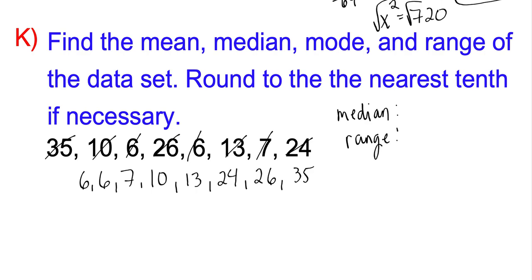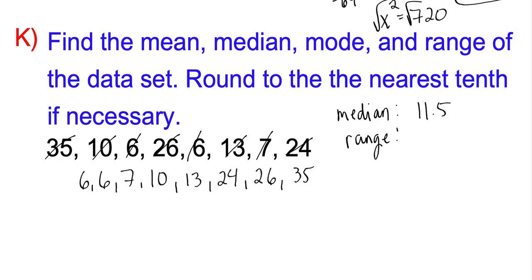So median, we look for the middle between these. You could cross off each one out here and then kind of work to the middle. And it looks like our median is going to end up somewhere in here. So we do 10 plus 13 divided by 2, you're going to get 11.5. Okay, so the median is 11.5.